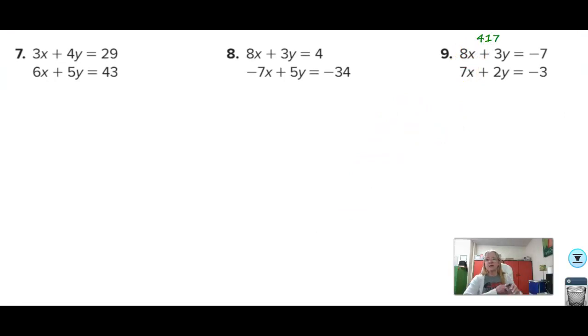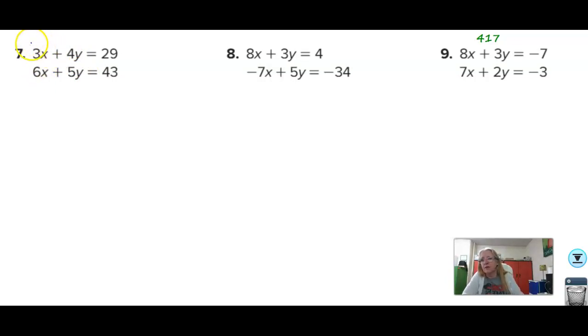All right, so for number 7, again, they've transitioned into ones where you've got to multiply both the top and the bottom. So I have choices. I could make both of these be 18x's. This would be like positive 18. This could be negative 18. Or I can make these 20s, one positive 20, one negative 20. It's up to you, whichever one you prefer.